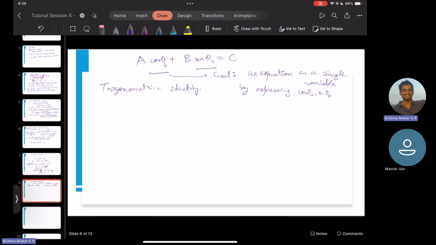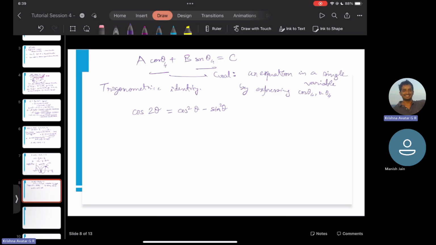And one identity which we had learned during our school years was that if we have, say, cos 2 theta, then this can be expressed as cosine square theta minus sine square theta. So this was one such approach, and this is one such trigonometric identity. And likewise, there were several such identities.